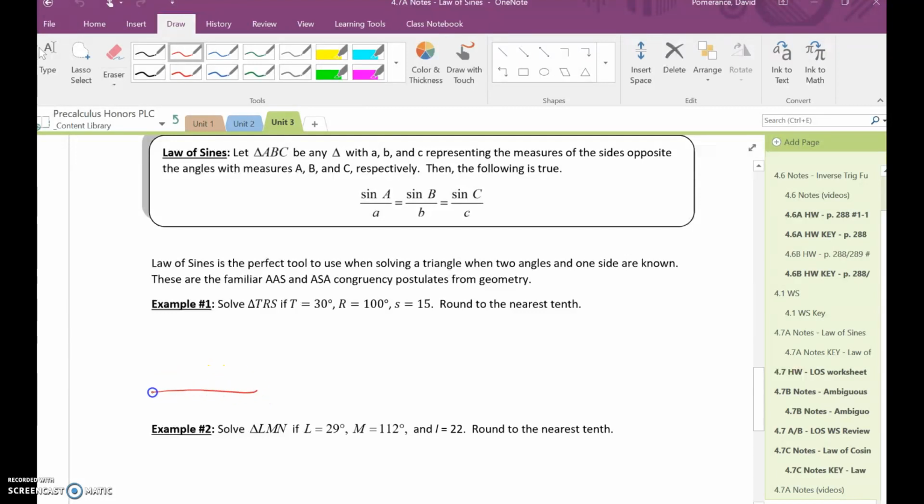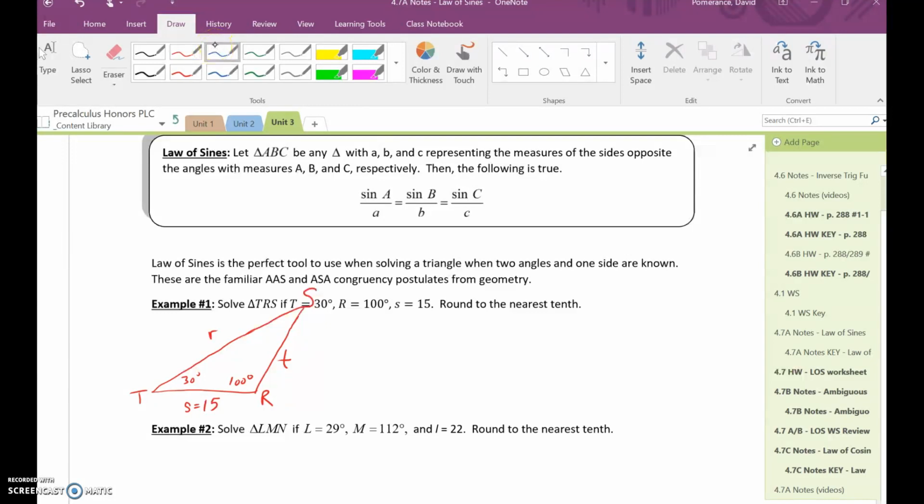So we've got T, it's 30 degrees. R is 100 degrees. And let's see, that must mean that this is S up here, so side S equals 15. This is side R, and this is side T. And we need to find side R, side T, and angle S to finish this problem. We're going to solve the triangle by finding all the missing sides and angles.